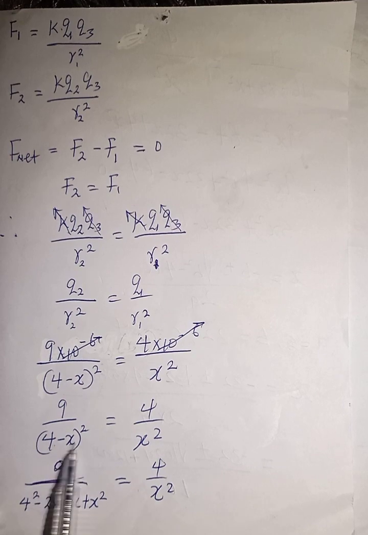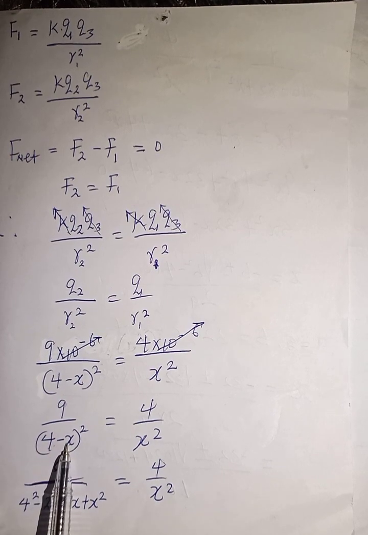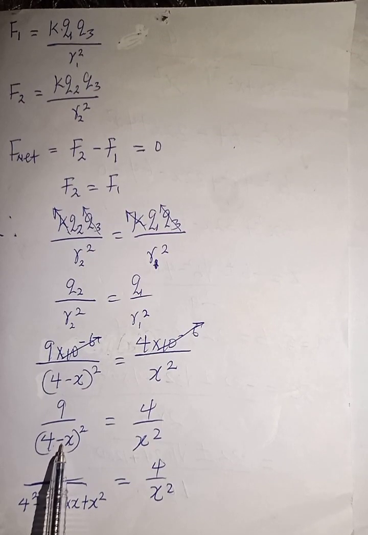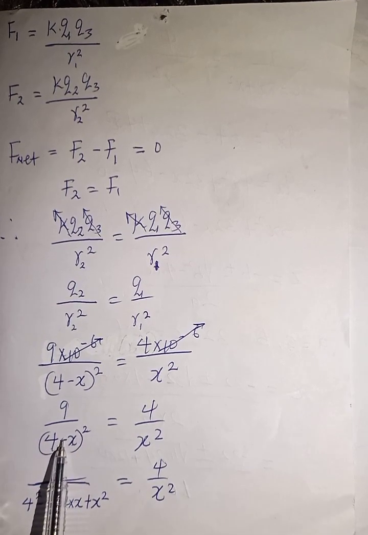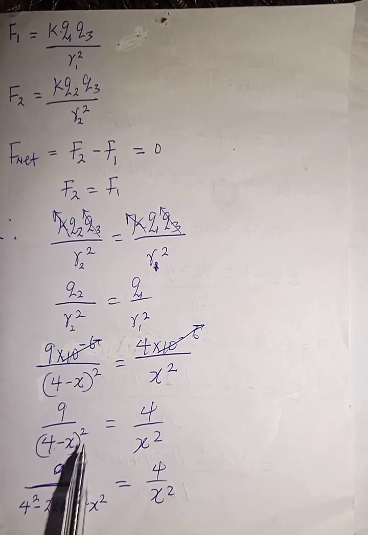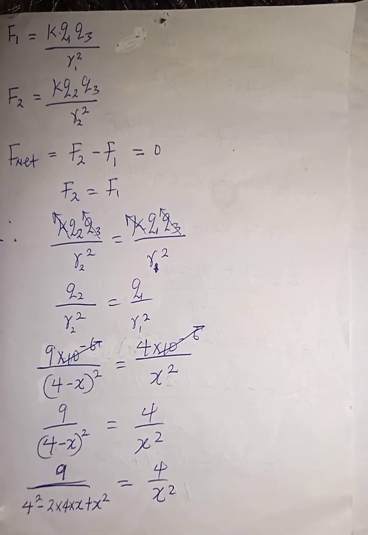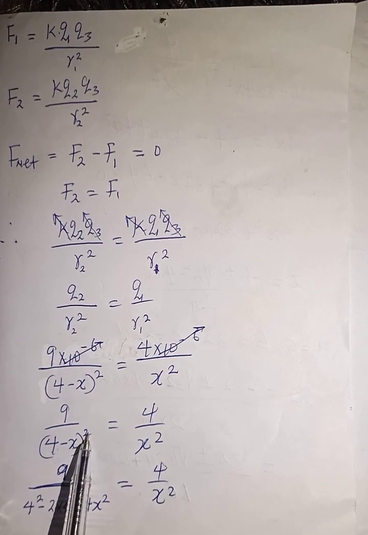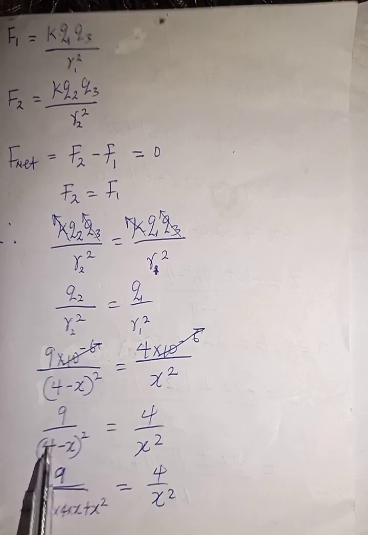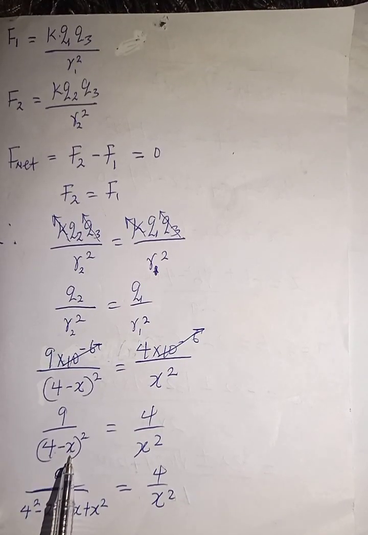The next, let's open this bracket. Now you can open this bracket by multiplying 4 minus x twice, and you have the answer. But I have a way of opening this that may be shorter, in which we just take 4 squared minus 2 times 4 times x, then plus x squared. That will be very short. That's what I did there. Just take 4 squared, minus two times the first term times the second one, then plus the square of the second term. That is how to do it.